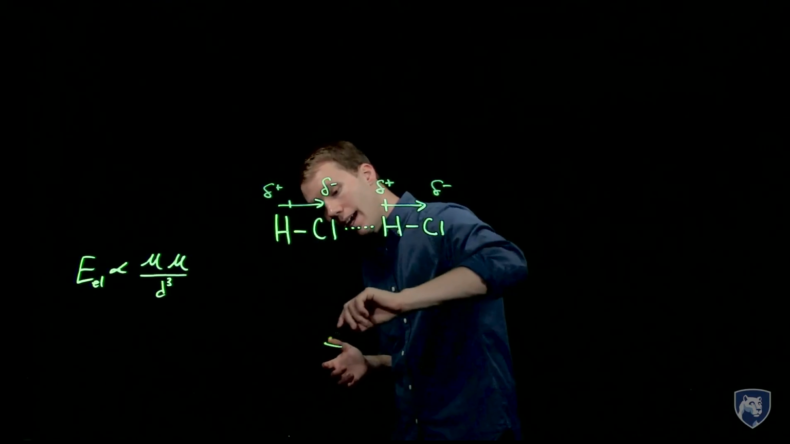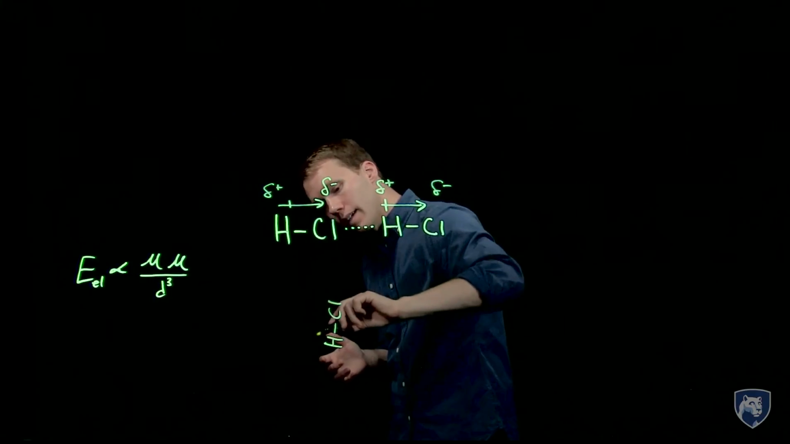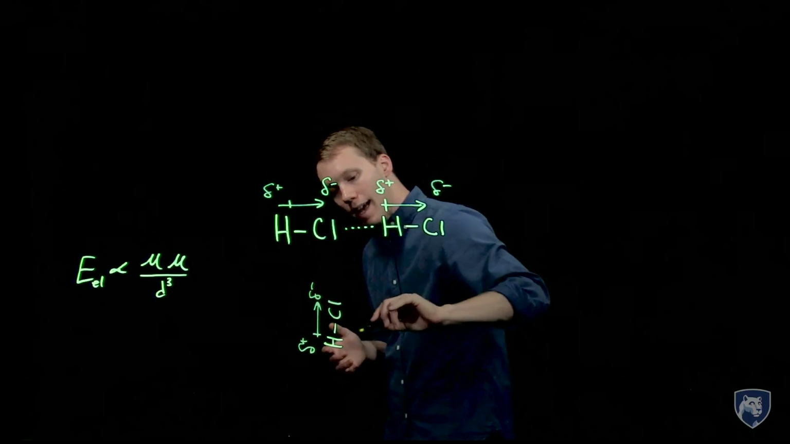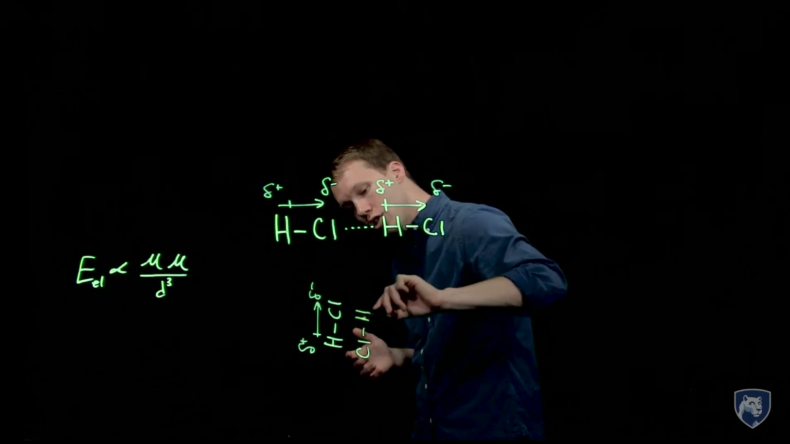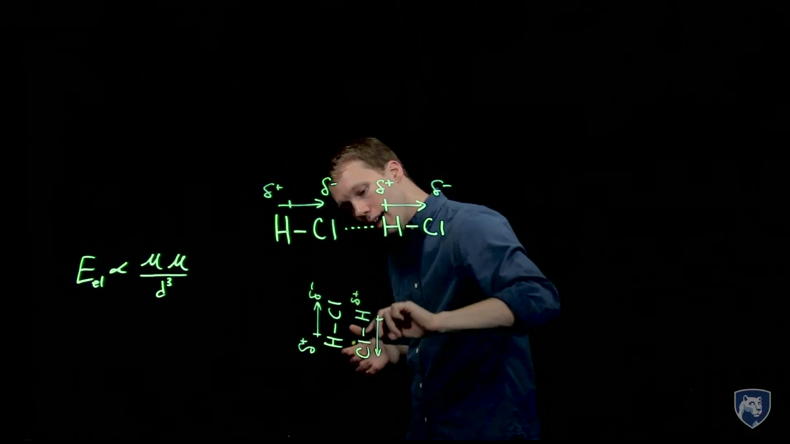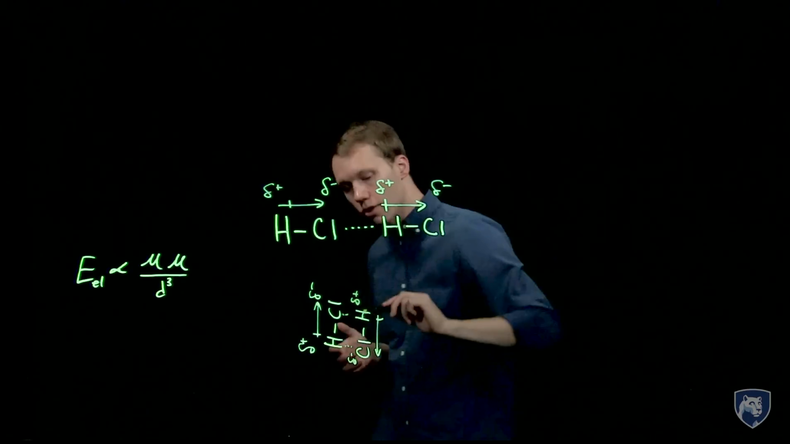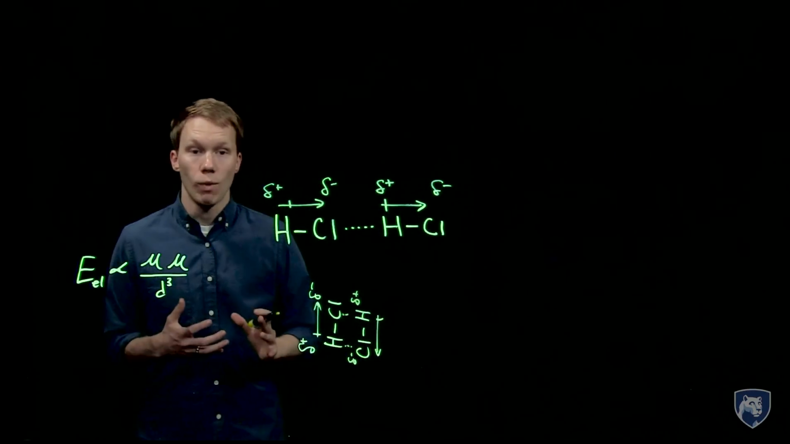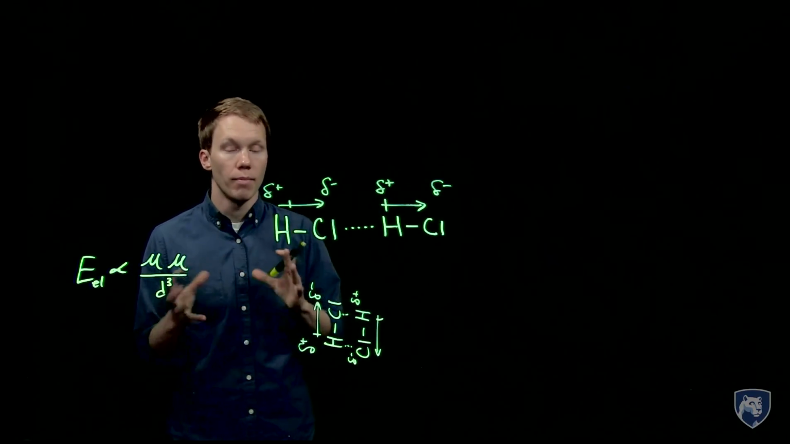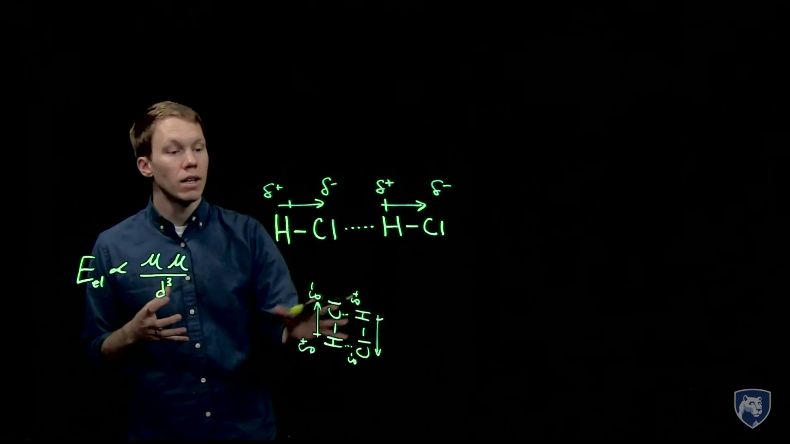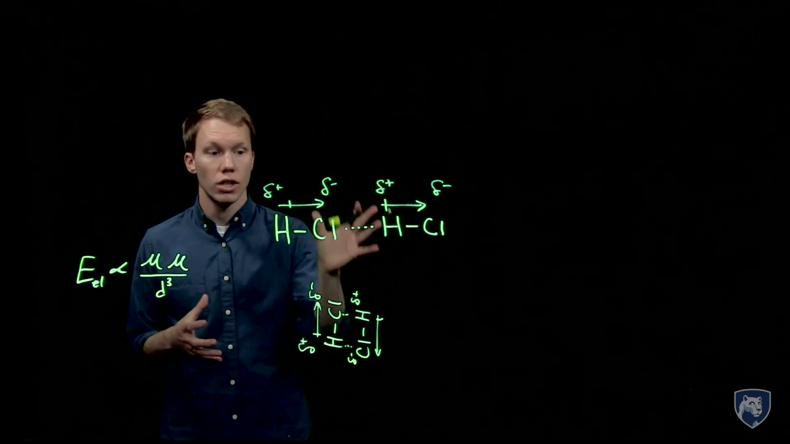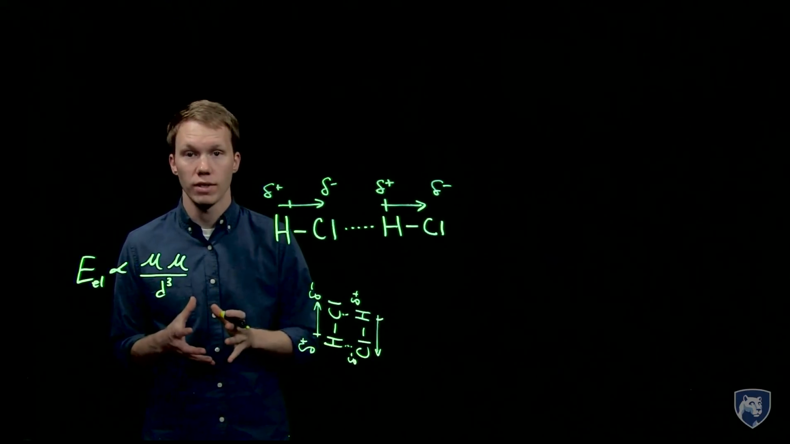We can also have HCl aligning side by side here, where we have delta plus and delta minus, and then we'd have ClH aligning like this, where we have delta plus and delta minus. So there's the attraction in that way as well. And there are essentially an infinite number of ways that these molecules can align, and then the total dipole-dipole interaction is the average of all of these possible interactions.